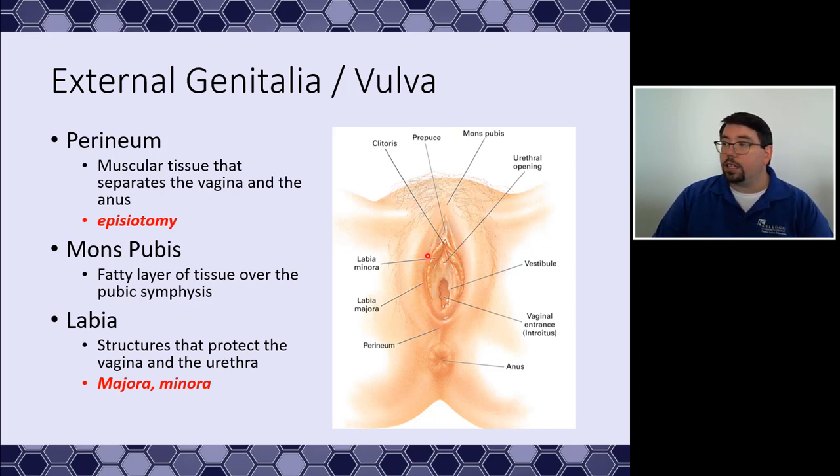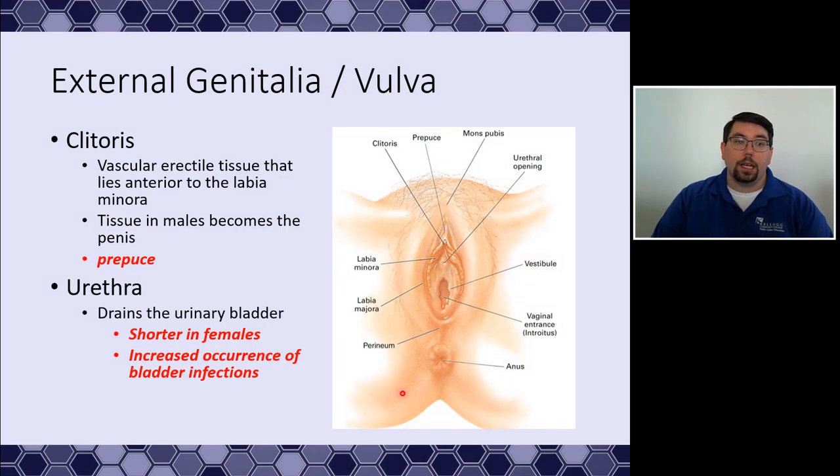The other area that we look for is going to be the mons pubis. This is going to be the area of fatty layer of tissue over the top of the pubic symphysis, and this area is going to be primarily allowing for us to recognize and locate the anatomical structure of the mons pubis, or the pubic symphysis bone. We also deal with the labia. The labia is divided into labia majora and labia minora. These again are going to be primarily protective structures to help protect any type of cavity or opening. The clitoris, this is vascular erect tissue that lies anterior to the labia minora. This is tissue that in males becomes a penis and in females becomes the clitoris. It's also referred to as a prepuce.